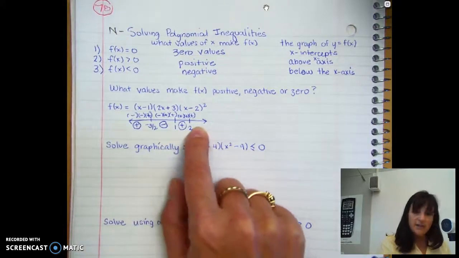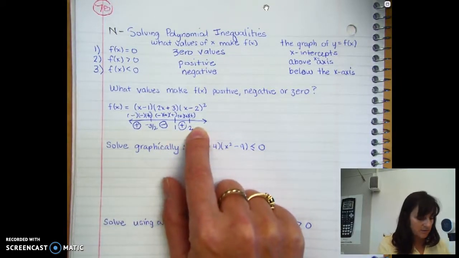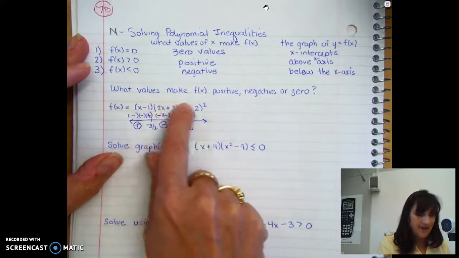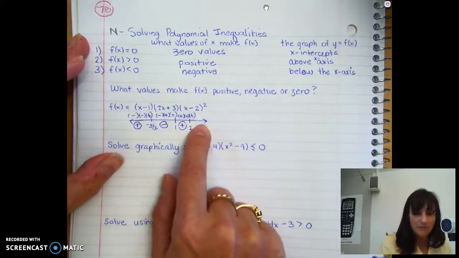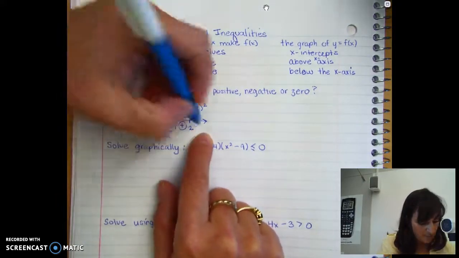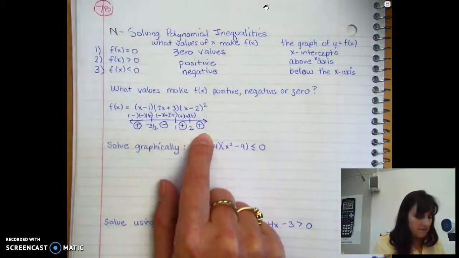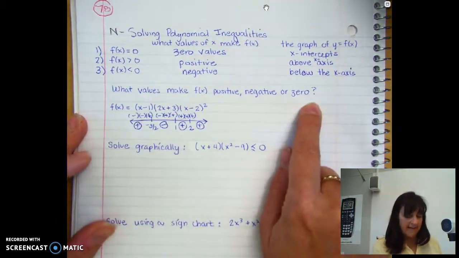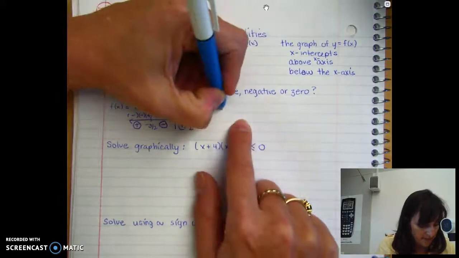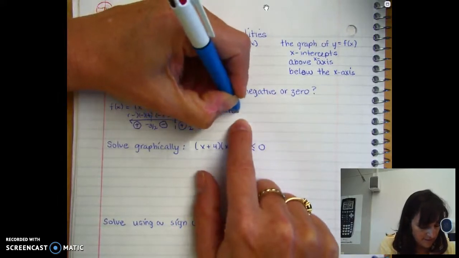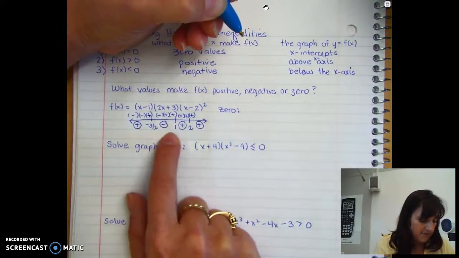And I bet you can guess what's going to happen when we pick a number larger than 2. Easily, all 3 of these factors, if I substitute in any number larger than 2, are going to be overall positive. So I've now gotten myself into a position where I can answer this question. The 0 values are at negative 3/2, 1, and 2.